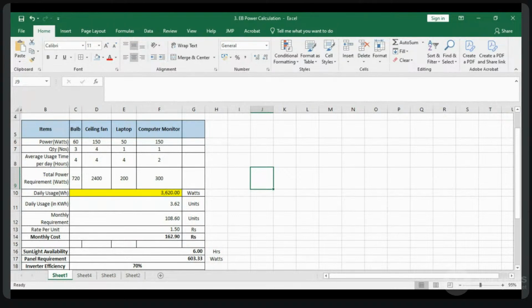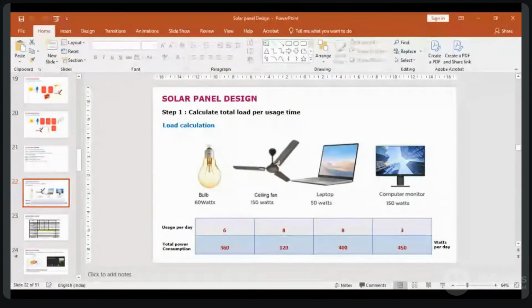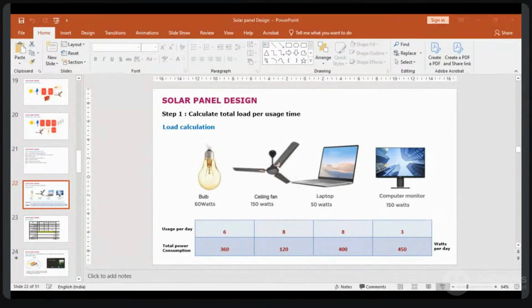Now we design the total power calculation. Power calculation is: we are using a total of 3620 watt hours, which is 3.62 units per day, 108 units monthly, and the total money is 162 rupees.